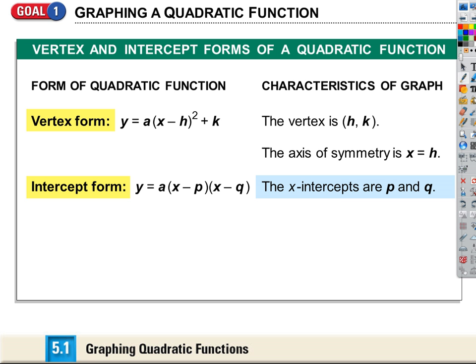Okay, look how this is written. This time the three parameters are A, P, and Q instead of A, H, and K. Or A, B, and C. Now, you know, I might even say something about that real quick. This is kind of interesting too.